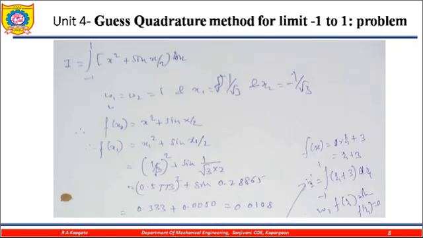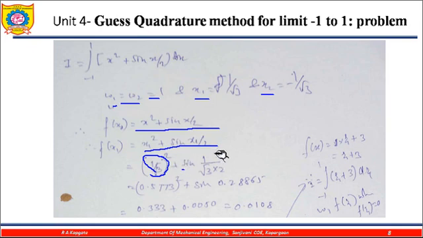Let us move on to another problem. So here that is integration from minus 1 to 1 of x square plus sine of x upon 2 dx. So again this is the two point formula. So w1 and w2 are equal to 1, x1 is equal to 1 upon root 3, and x2 is equal to minus 1 upon root 3. F of x1 is equal to these values, put the value of x1 equal to 1 upon this one, sine of this one, then calculate this one, so you get these values.